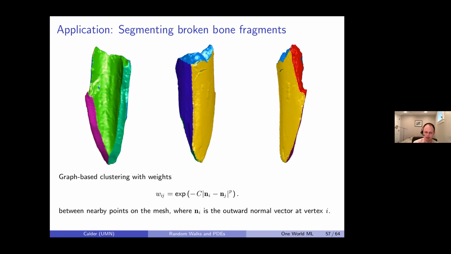You can build a graph over the mesh by connecting nearby vertices on the mesh with a weight that depends on how similar their outward normals are. So if they're similar, it's a large weight. If they're not similar, if they're across an edge, they should have a small weight. And the result here you can see is actually just from spectral clustering. But we found that this didn't work very well in practice for lots of different fragments, and it's very hard to tune the results if they don't work well.